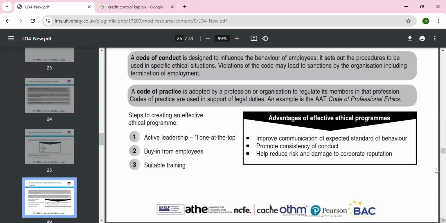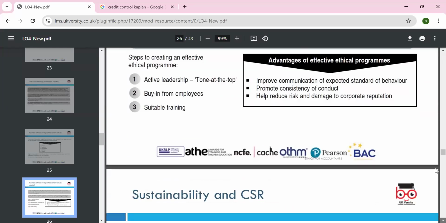We can look at active leadership, buy-in from employees, and suitable training, which need to be given for an effective ethical program, improving communication and promoting your code of conduct booklet consistently. This reduces the risk of damage to the corporate reputation, because that takes ages to develop.